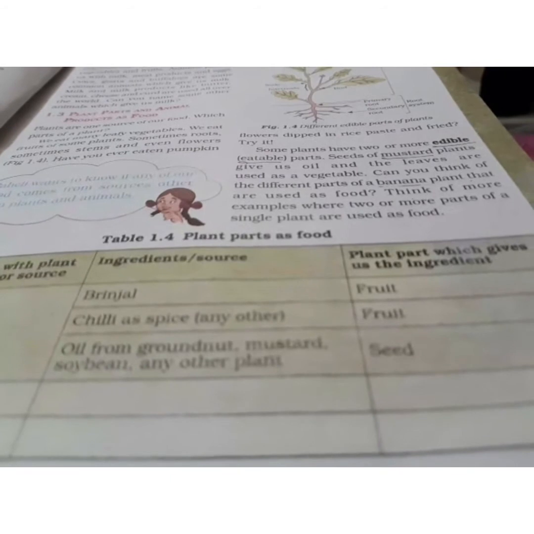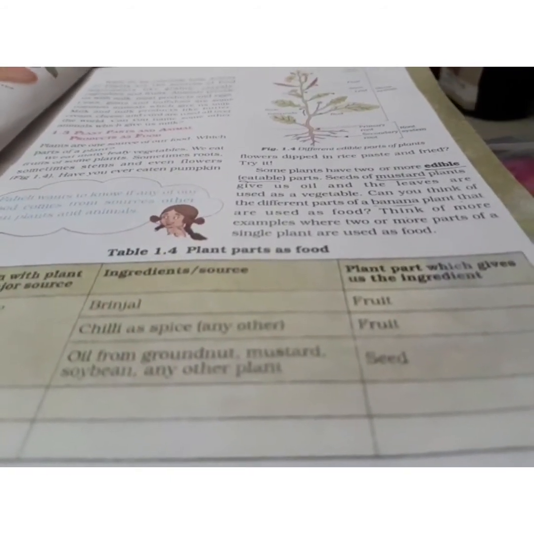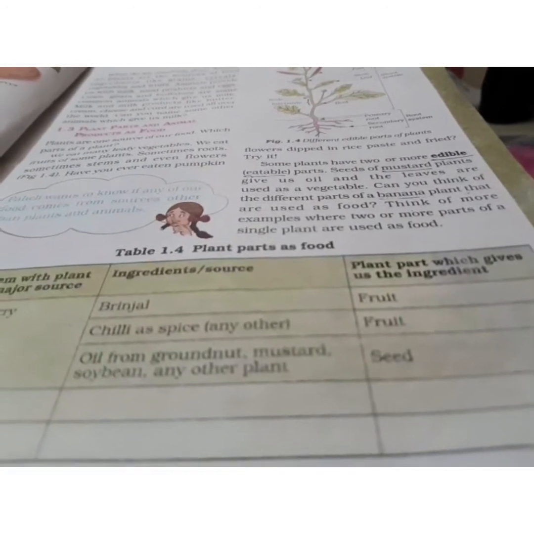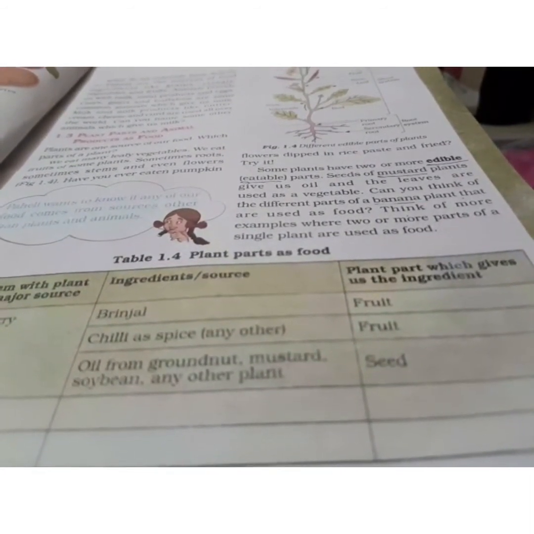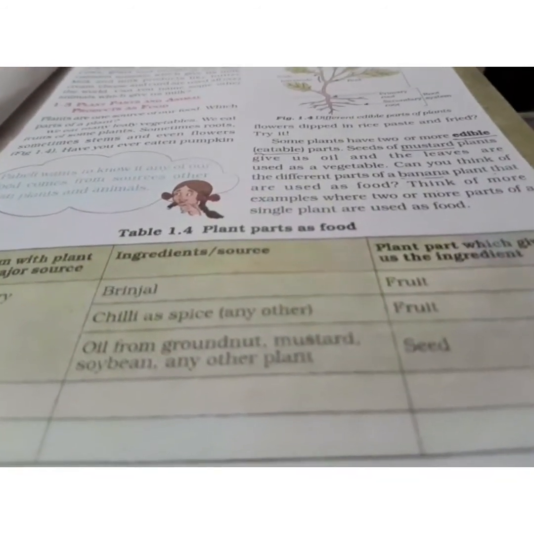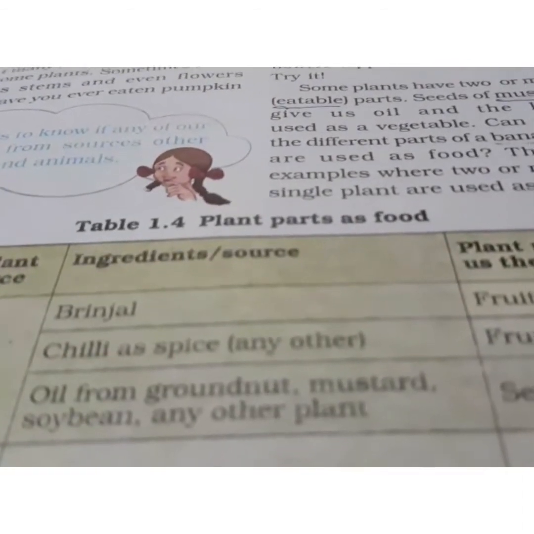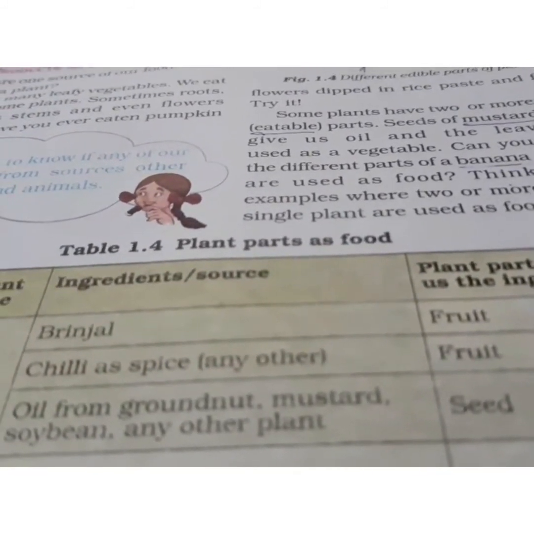So where do we get brinjal from? First of all, brinjal is a fruit of a plant. Then chilli is also what we use, chilli as a spice that we use, that is also a fruit. Then what is given? Oil from groundnut. Now the oil that is extracted, oil from the groundnut or mustard or from soya bean or any other plant, that is the seed part of a plant.